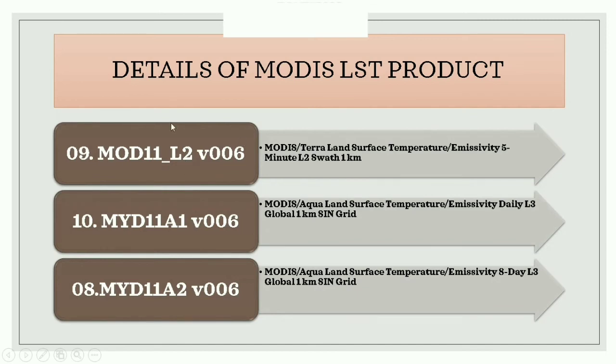This L2 product is mainly for 1 kilometer swath, and it is giving 5 minutes. So if you are searching for some particular time, like morning 11 or night 1 o'clock, if you are searching time wise, this is giving data during daytime, which is Terra, that means daytime. In daytime, whatever time you give, it will give you that particular time 5 minute data of LST.